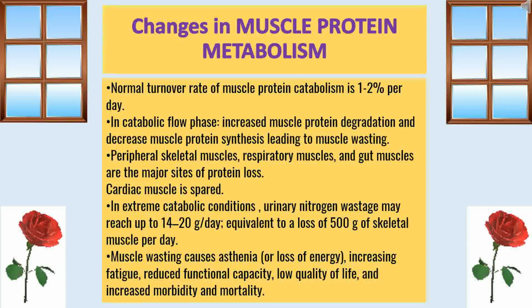If the trauma and sepsis are severe and prolonged, extreme conditions of catabolism follow, with urinary nitrogen wasting reaching up to 14 to 20 grams per day, which is equivalent to the loss of 500 grams of skeletal muscle per day. It is noteworthy that as long as the stressor and the stress response continue, the muscle breakdown cannot be halted fully by providing artificial nutrition support.